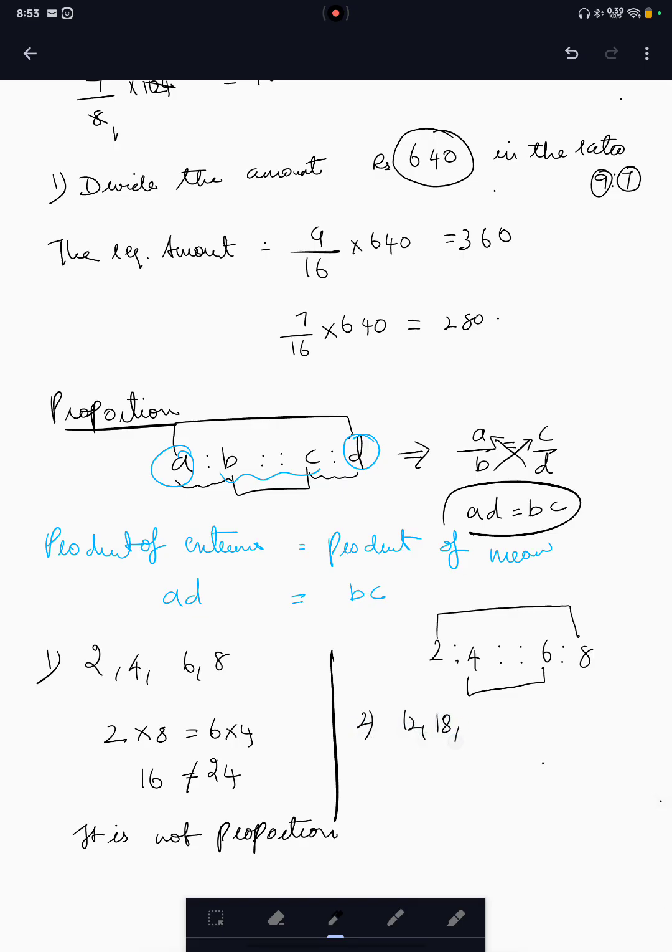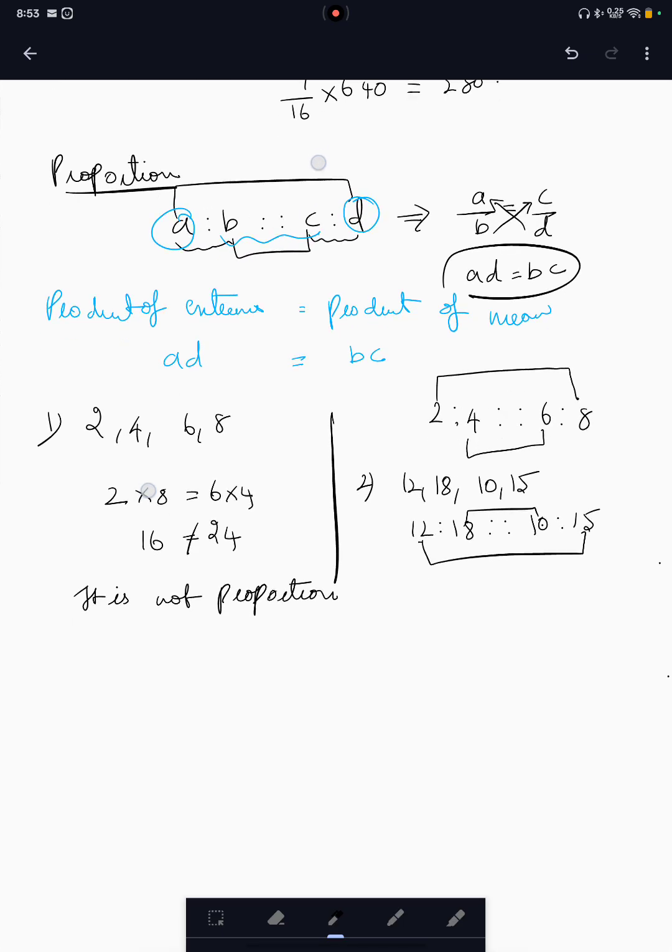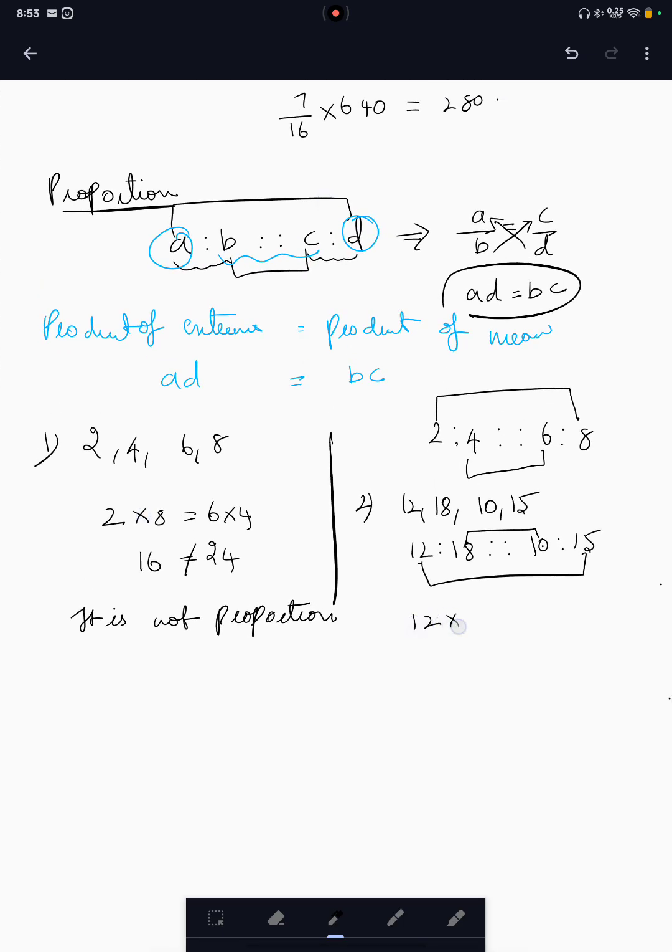Okay, one more question I'll give. 12, 18, 10, 15. How do you do it? The very same thing. 12 is to 18 is proportional to 10 is to 15. Product of extremes is equal to product of means. So 12 into 15 is equal to 18 into 10. 12 15s are how much? It will be 180. 18 10s are 180. So both are equal, so it is a proportion. That's all. It's very easy. Proportion is very easy.